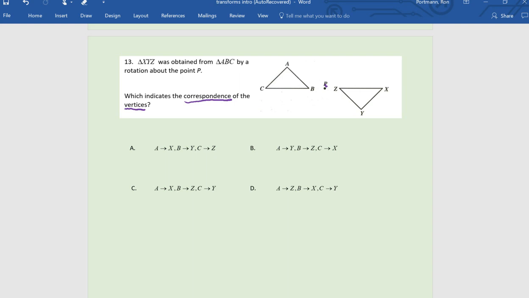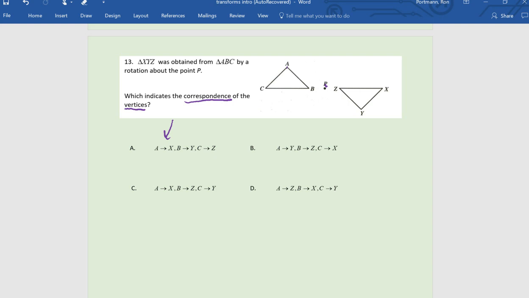You might not know what correspondence means. You might not know what vertices means. I hope that you do. But what if you didn't know what those 2 words meant? And then you look down at your multiple choice answers and you haven't seen this notation before. You got letters pointing to arrows. Don't be scared of the notation. If you have no idea how to answer a question, I think you know more than you think you do. This arrow right here just means that A is going to X.